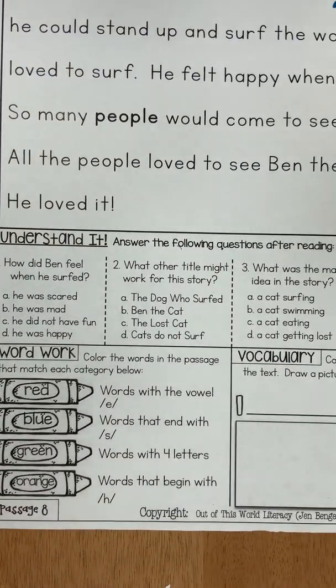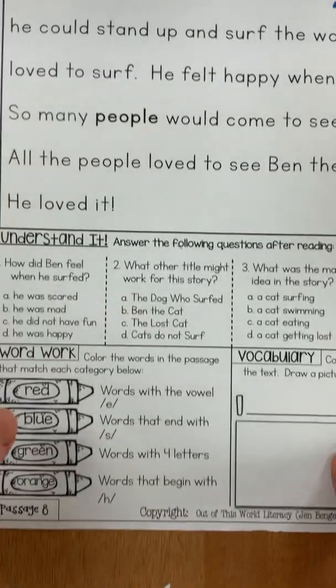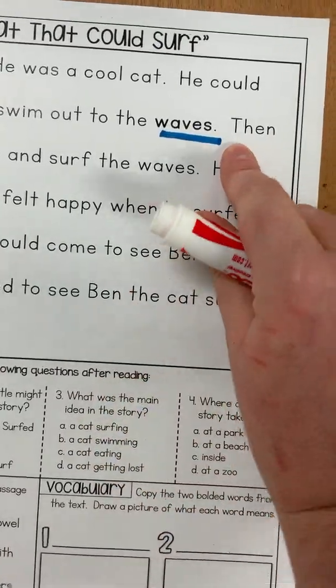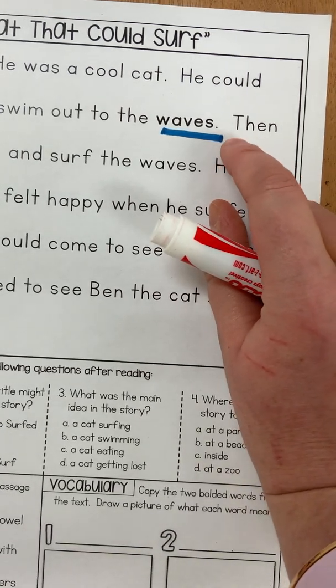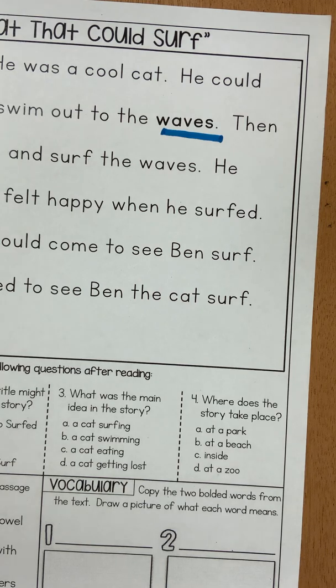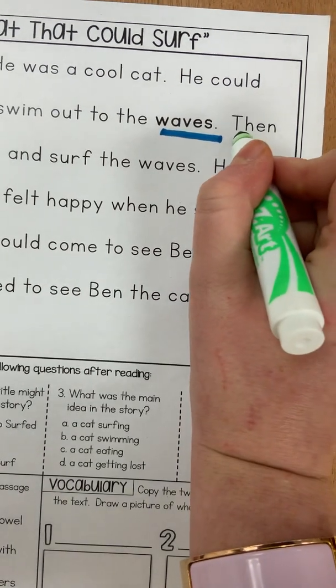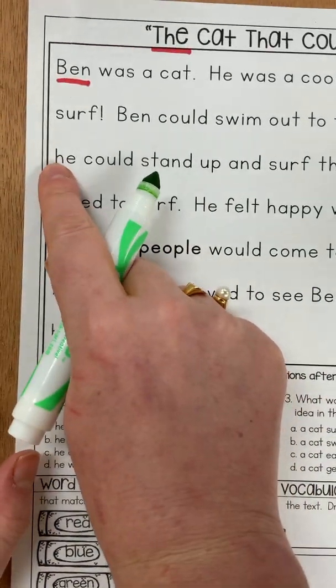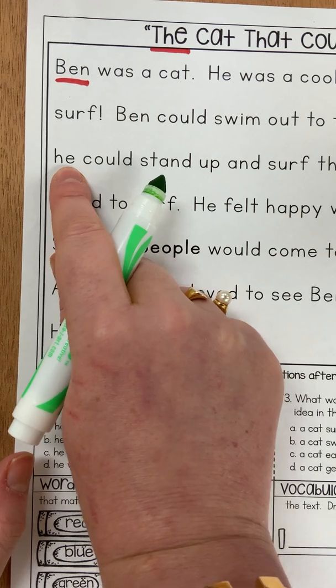And then for green, words that have 4 letters. So let's look for an example of a word with 4 letters. So after waves, we have then. How many letters does then have? 1, 2, 3, 4. Then has 4 letters. So we would underline that green because it has 4 letters in the word. He, 1, 2. He would not be one because it only has 2 letters.